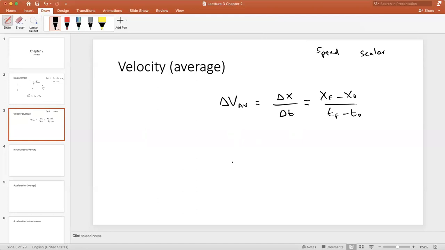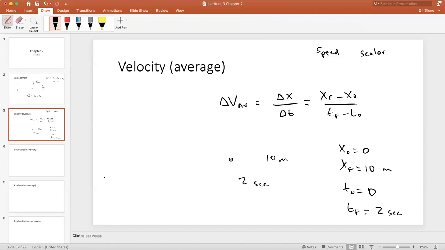So for example, I could go from 0 to 10 meters, and I could do that in 2 seconds, okay? And so here, my initial position was 0, my final is 10, my initial time is 0, and my final time is 2 seconds, and I'll put units on here.